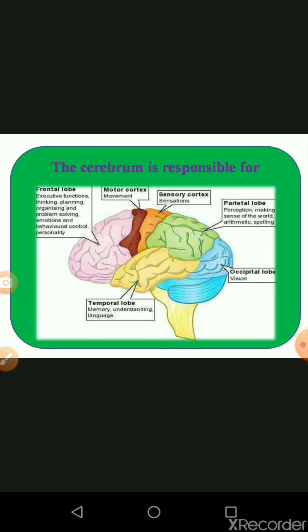The cerebrum is longitudinally divided into two halves, right and left, called the cerebral hemispheres, by a deep cleft called the median cleft. The two cerebral hemispheres are interconnected by a thick band of nerve fibers called the corpus callosum. The outer portion of each cerebral hemisphere is formed of gray matter, called the cerebral cortex.